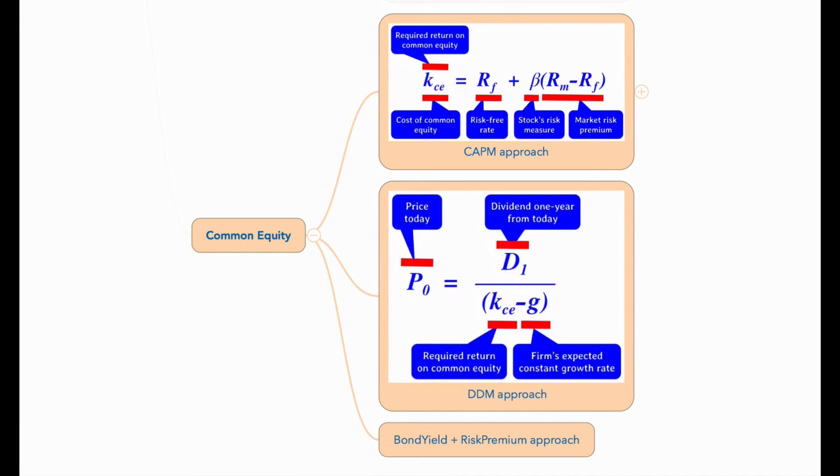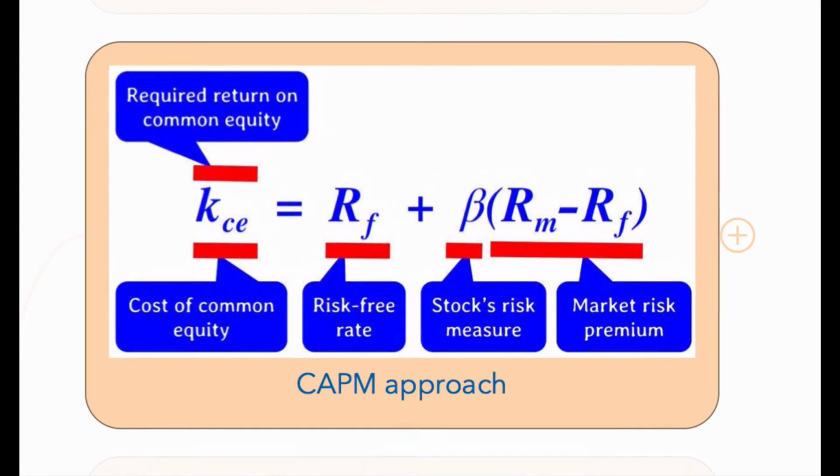The first is the capital asset pricing model approach, or CAPM approach. Here, we estimate the risk-free rate, we estimate the stock's beta, which is a measure of the stock's risk. Next, we estimate the expected rate of return on the market as a whole and derive from that the market risk premium, which is the difference between RM and the risk-free rate, RF.